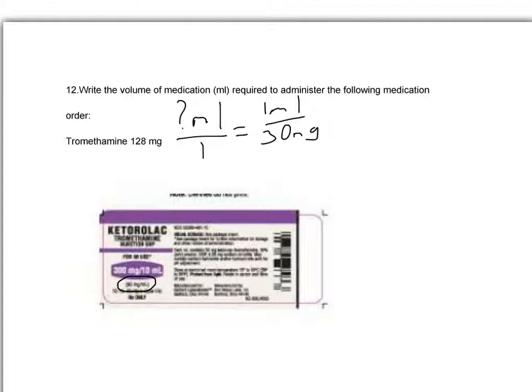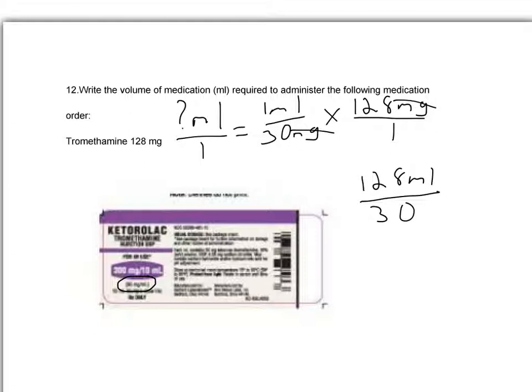And we want milliliters on the top in the numerator because the answer on the left side of the equal sign is in the numerator. Next, our ordered dose, 128 milligrams over 1. Now, just to keep the numerator and the denominator straight, we can get rid of the milligrams. We have milliliters on the left, we have milliliters on the right. And we're left with 128 milliliters divided by 30.